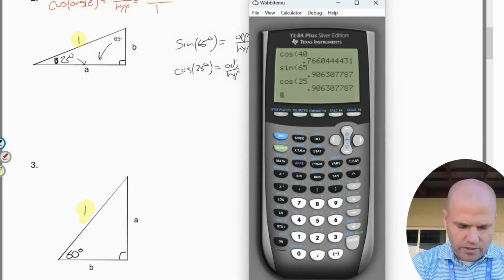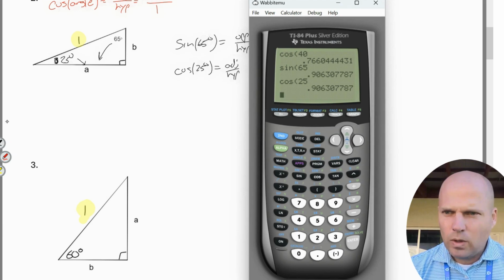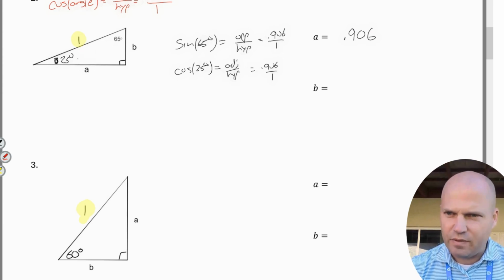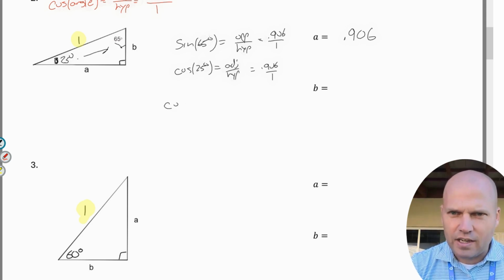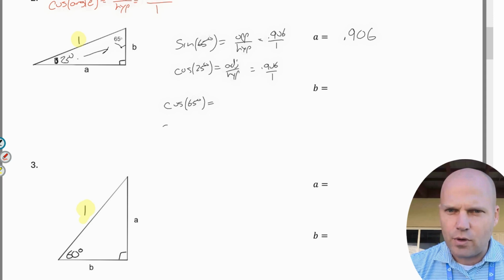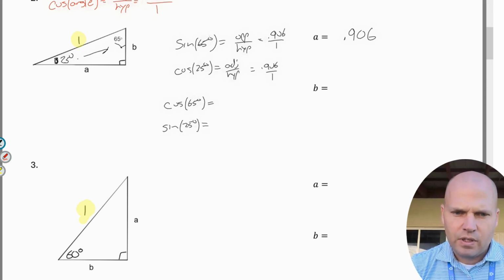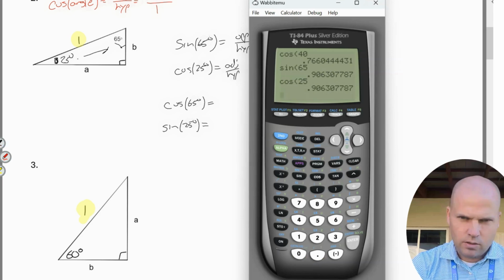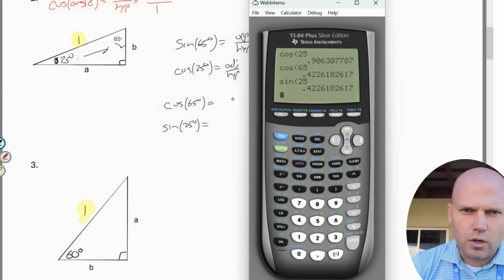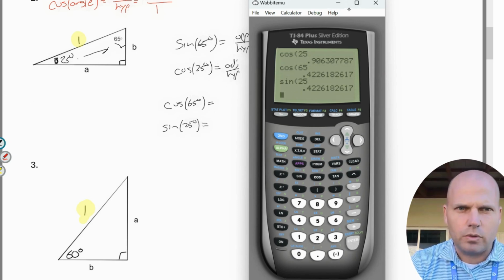All right, and now what if I do B? Well, I can see that B is adjacent to 65 or B is opposite 25. You may choose to either do the cosine of 65 to get the ratio in this triangle with a hypotenuse of 1, or the sine of 25. And then we got cosine 65 or the sine of 25. They're going to be the same because they're referring to the same ratio in the same triangle, and we get 0.4226.